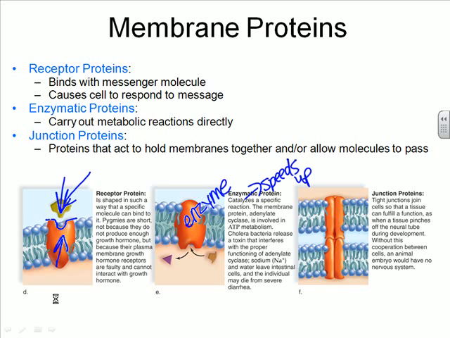And we also have a junction protein. So here is one cell, and here is another cell. They each have their own selective plasma membrane, and we want to join them together. So we would use a junction protein that not only holds the two membranes together, to hold the two cells together, but may also allow materials to pass from cell A down here to cell B.